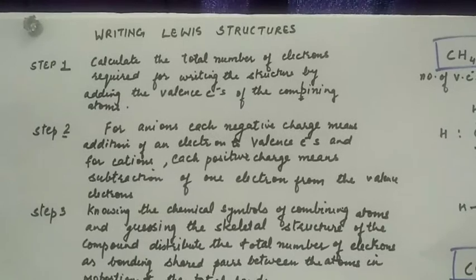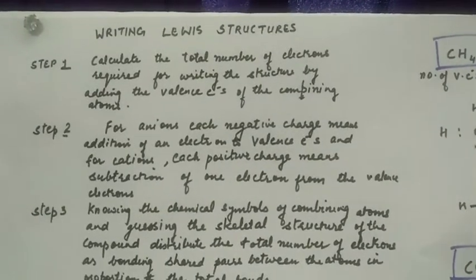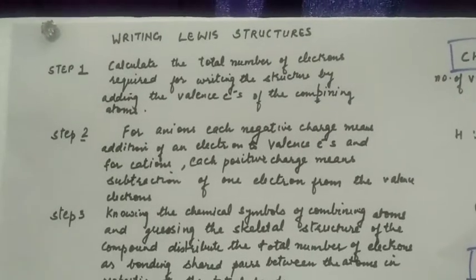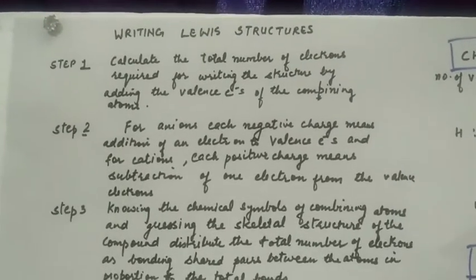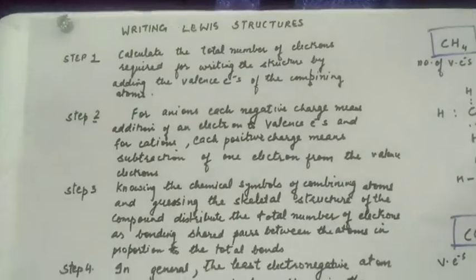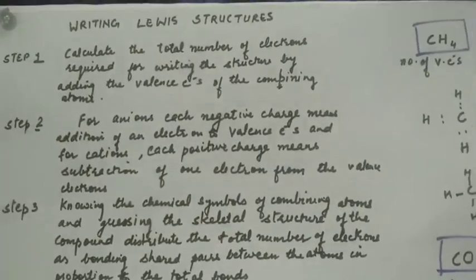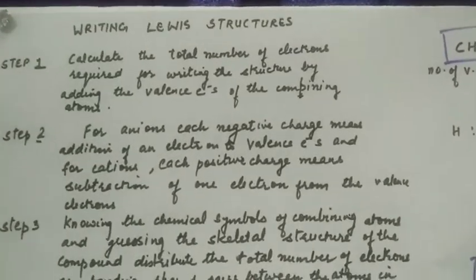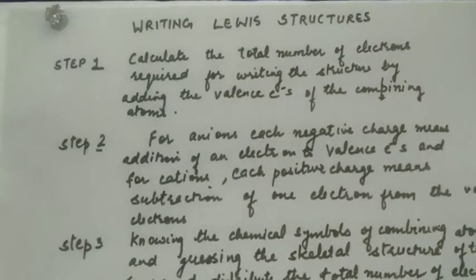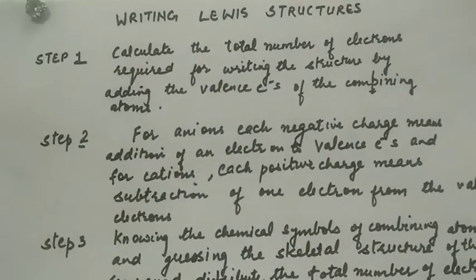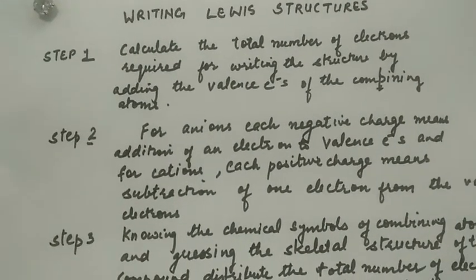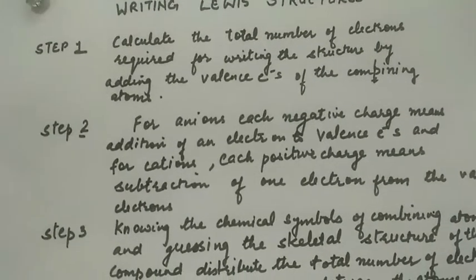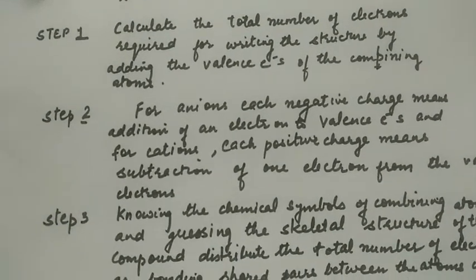Today's topic is writing Lewis structures for molecules. To write the Lewis structure for a molecule, you follow the various steps. We will do the steps first so that you understand the technique, and then we are going to write the Lewis structures. First step is to calculate the total number of electrons required for writing the structure by adding the valence electrons of the combining atoms.